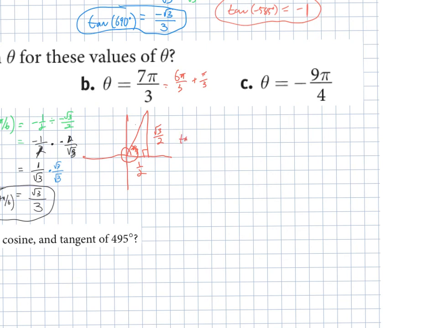So the tangent of 7 pi over 3 equals sine, root 3 over 2, divided by cosine, 1/2. Some of you might even see how this is simplifying quicker. Root 3 over 2 times 2 over 1. Tangent of 7 pi over 3 equals positive root 3.